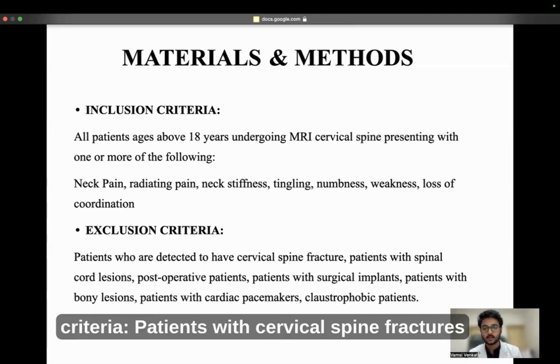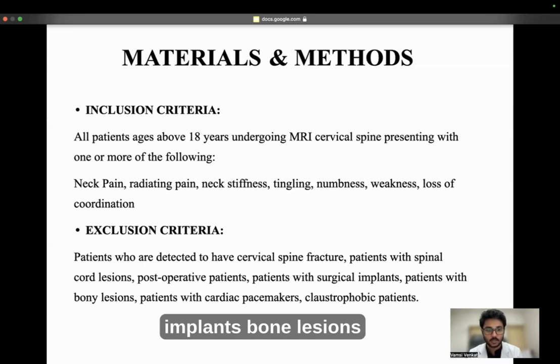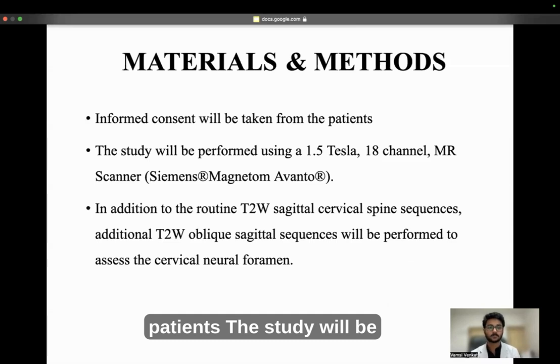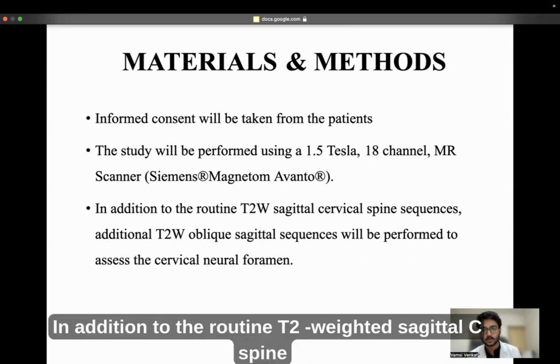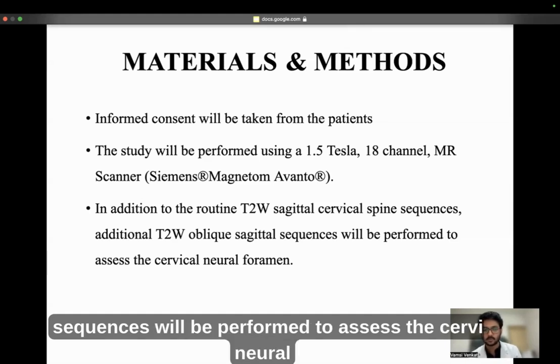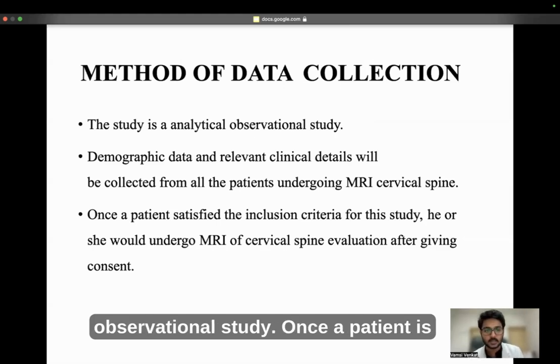Exclusion criteria: patients with cervical spine fractures, spinal cord lesions, post-op patients, patients with surgical implants, patients with bone lesions, patients with cardiac pacemakers, and claustrophobic patients. The study will be performed using a 1.5 Tesla 18-channel MR scanner. In addition to the routine T2-weighted sagittal C-spine sequences, additional T2-weighted oblique sagittal sequences will be performed to assess the cervical neural foramen. The study is an analytical observational study.